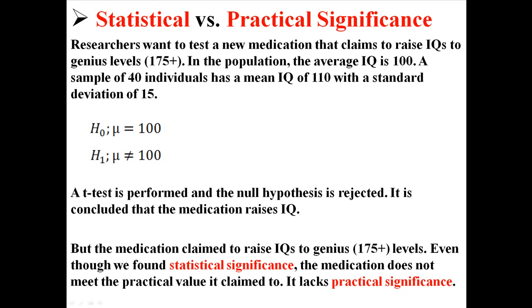But now realize that the medication claimed to raise IQs to genius, like 175 plus levels, and in this case, the sample mean was 110. So even though we found statistical significance, the medication did not really meet the practical value that it claimed to. I mean, sure, it raised IQs a bit, but the difference between 100 and 110 is nowhere near the difference between 100 and 175. That's incredibly different.